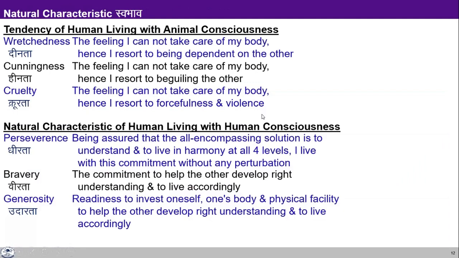Now we can further study the natural characteristic of human being living with animal consciousness and living with human consciousness. So these are three characteristics which are observed for a human being living with animal consciousness. One of them is wretchedness, dinta. What is the meaning of wretchedness? Wretchedness means that I do not have the assurance that I can fulfill my needs rightly. In fact, we can add this body as well as the self. So the feeling that I cannot fulfill the need of the body as well as the self, that state is called wretchedness. So I am dependent on something outside. That gives a feeling of dinta, wretchedness.